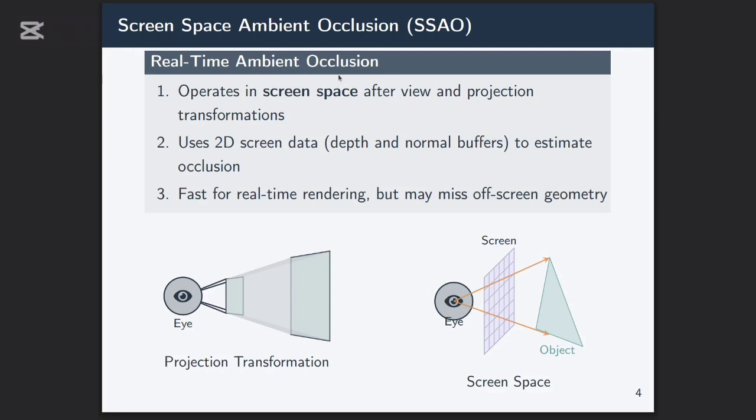Now, screen space ambient occlusion. It's simple. After projection transformation, we turn 3D space into a 2D one, and all we have to do is apply ambient occlusion in this 2D space instead of 3D, making our computation way simpler and making ambient occlusion feasible. This is why it's called screen space ambient occlusion.